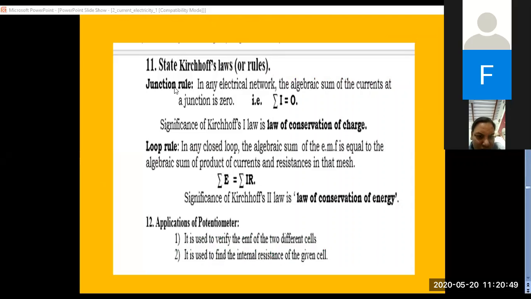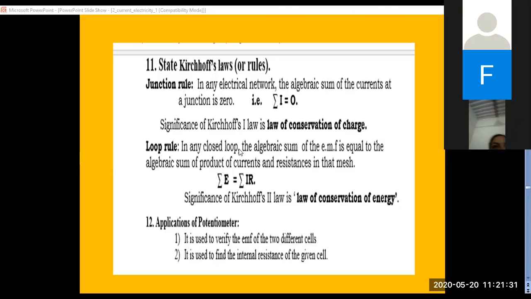So in statement form, Kirchhoff's laws or rules, very important 2-mark question. Junction rule: in any electrical network, the algebraic sum of the current at any junction should be equal to 0. Sigma, the symbol, means summation. So this law has a significance. Why should we use this law? It is used in the law of conservation of charge. Keep this in your mind. First law, application or significance is law of conservation of charge. 1-mark question. What is the significance of Kirchhoff's first law? You should just write, it is to satisfy the condition of law of conservation of charge.